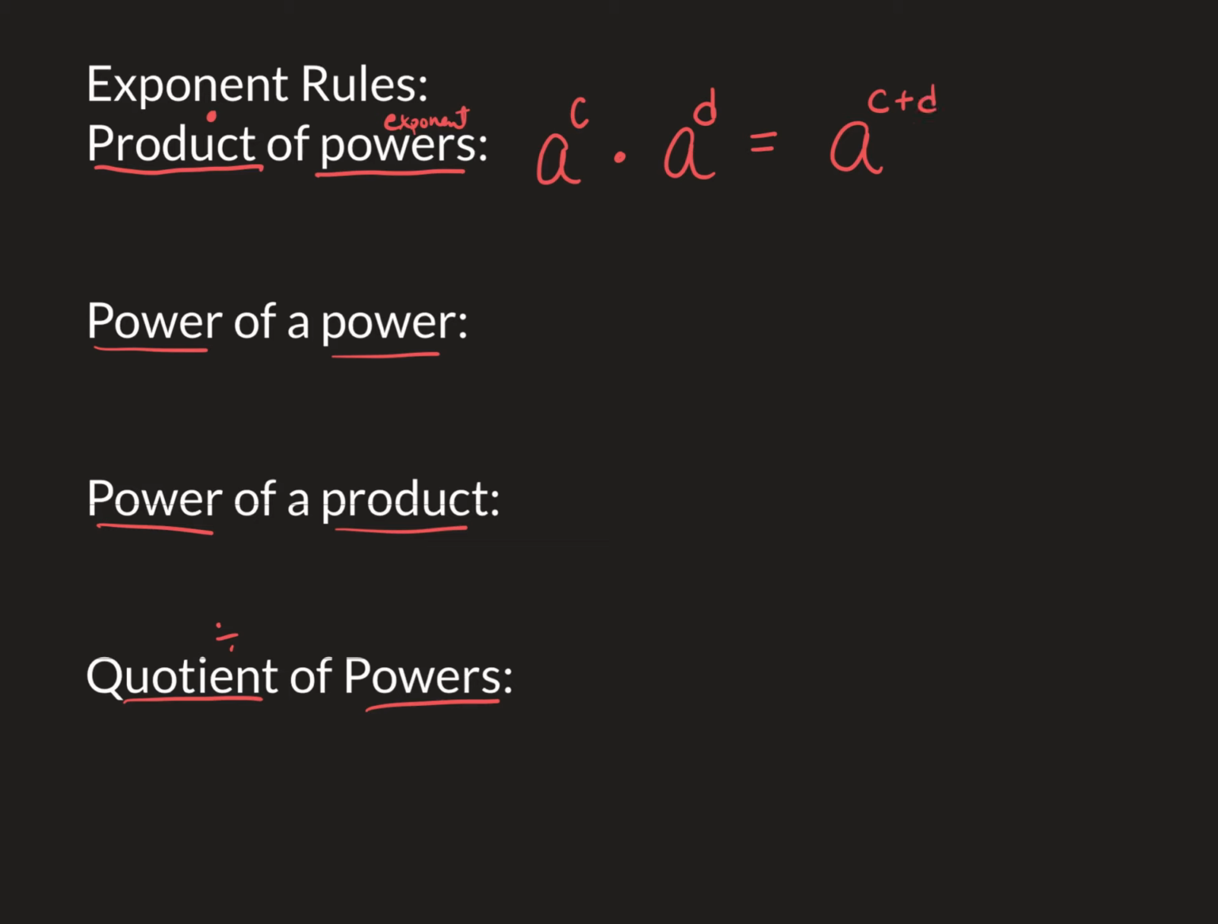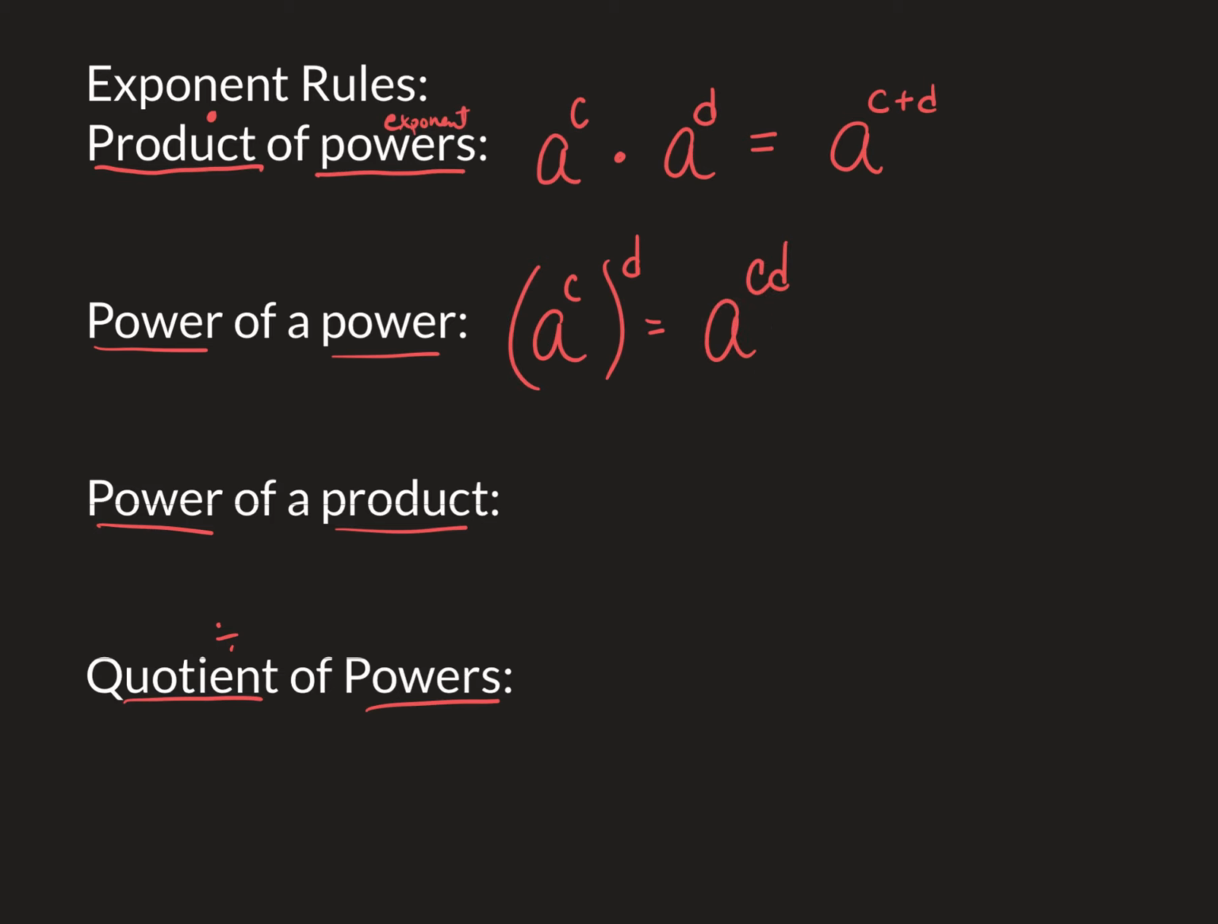Power of a power. That means you have one base, maybe raised to a power, and then you have another power that it's being raised to. So this is called power of a power. When you have power of a power, you multiply your exponents.